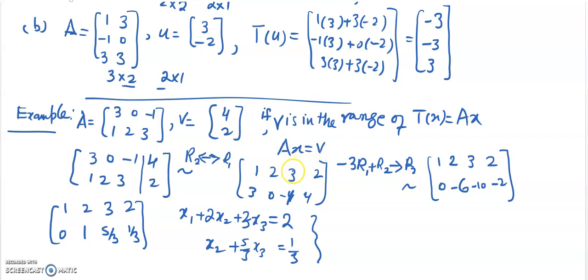So since this equation has a solution, although there are infinitely many solutions, we see that v is in the range of this transformation. Okay, because it has a solution.